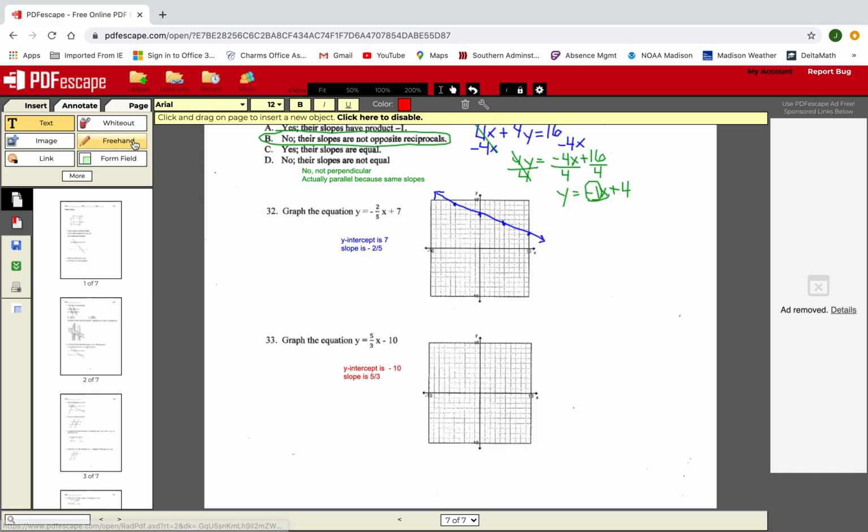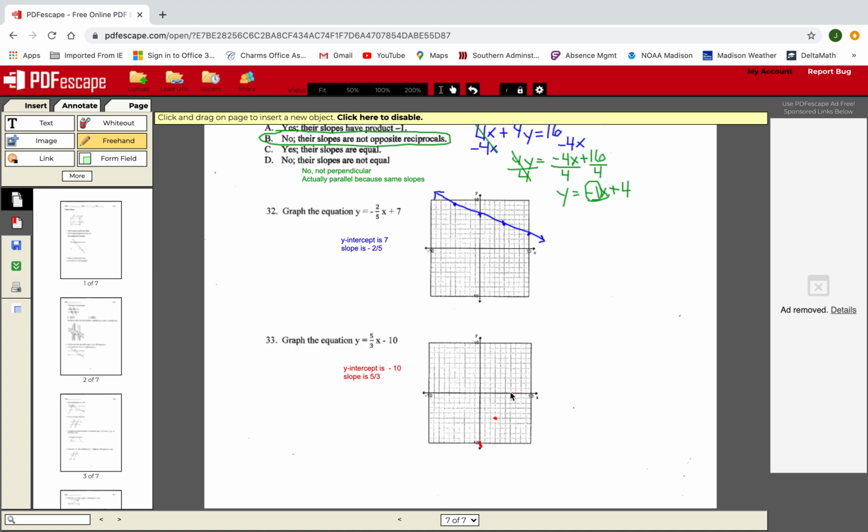So here we go. I am starting at negative 10 on the y-axis, y-intercept is negative 10. So I'm going way down here to negative 10 on the y-axis. And from there, I'm going to execute my slope of 5/3. So I'm going to go up 5 and 3 to the right. 1, 2, 3, 4, 5, and over 1, 2, 3. There's a point right there. That's not bad. And then up 1, 2, 3, 4, 5, and over 1, 2, 3.